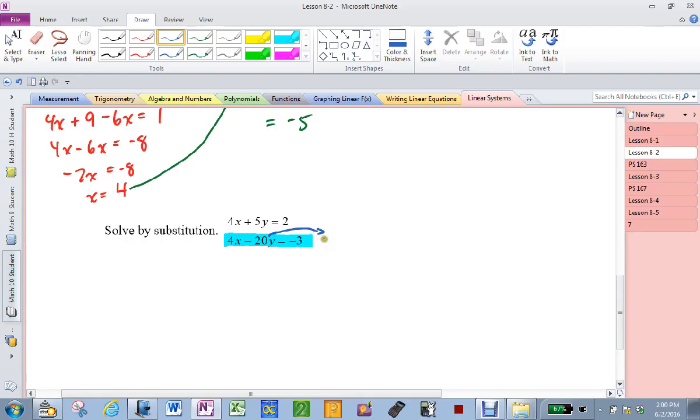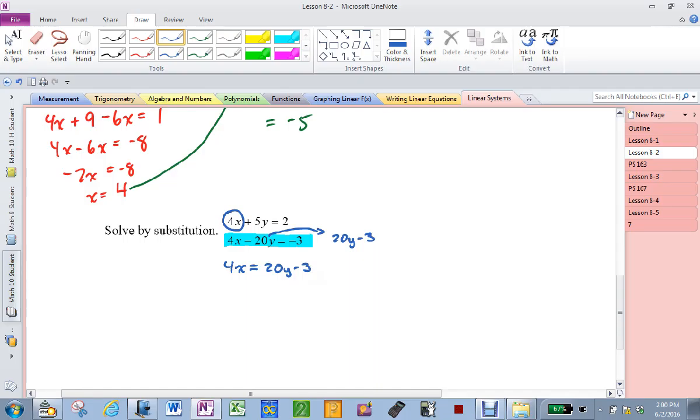That becomes 20y minus 3, correct? But I've still got this 4 here, so what do I have to do? How do I get rid of the 4? Divide by 4, right? Or do I? 4x equals 20y minus 3. What's that? 4x. Doesn't 4x equal 20y minus 3?